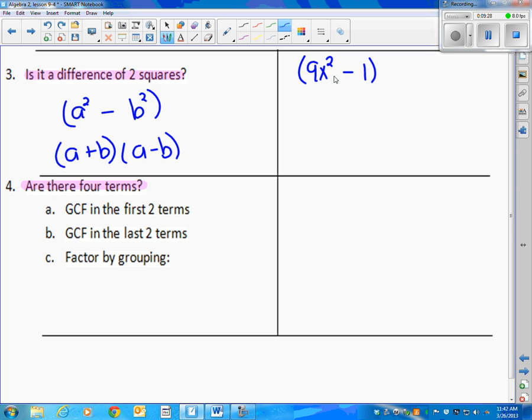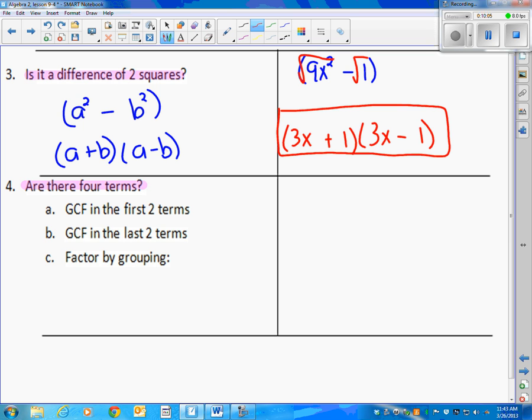Okay. There's no greatest common factor. This is not a trinomial. But what I do notice is that I can square root the first term, and I can square root the last. So the square root of 9x squared is 3x. The square root of 1 is just 1. So you put those in your two parentheses. In the first group is plus, and the second group is minus. And that's your answer for a difference of 2 squares.